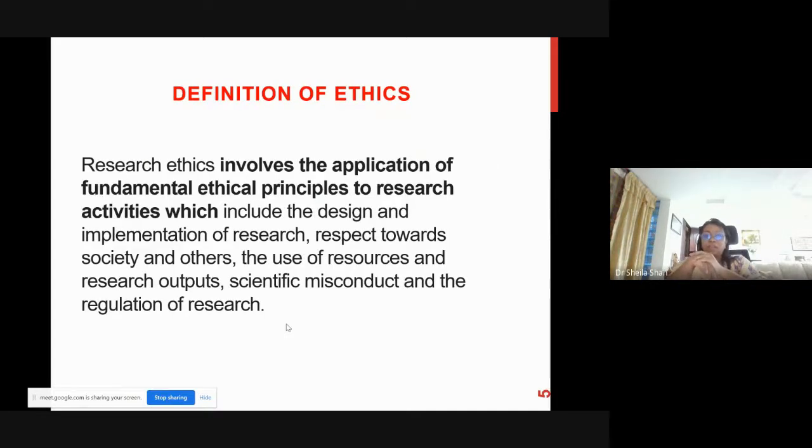Research ethics involves the application of fundamental ethical principles to research activity, which includes design. The design of the experiment or the implementation must not bring any issues. You must give respect towards society and others, use of resources and research output, scientific misconduct, and regulation of the research. So that is the application.